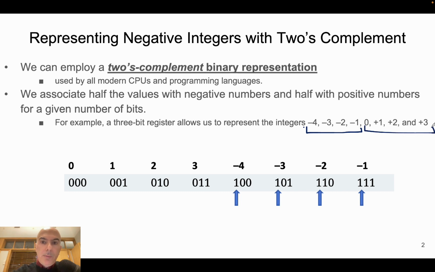In the two's complement binary representation, we use the most significant bit for the sign. So the 0 corresponds to a plus sign, and the 1 corresponds to the minus sign. That also means that when we look at our circular notation, half of the circle will correspond to positive integers, and half of the circle will correspond to negative integers.